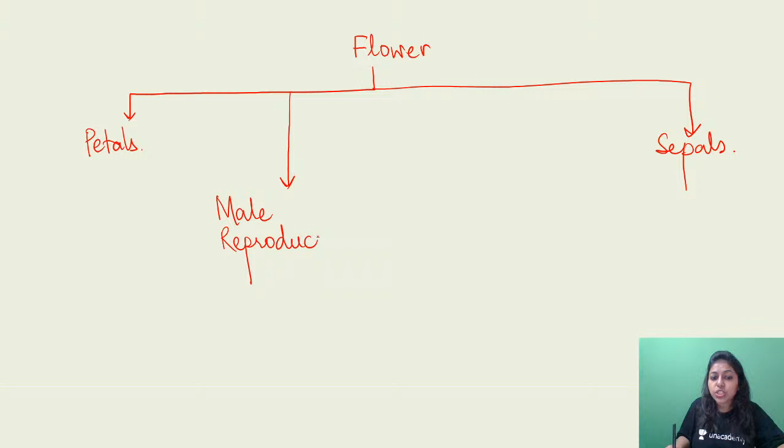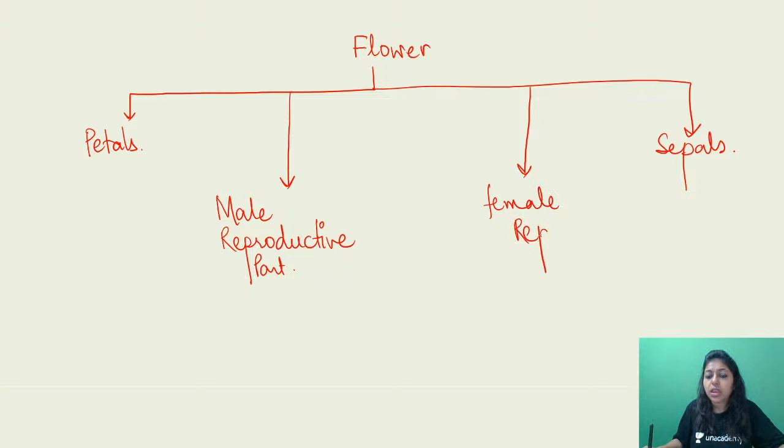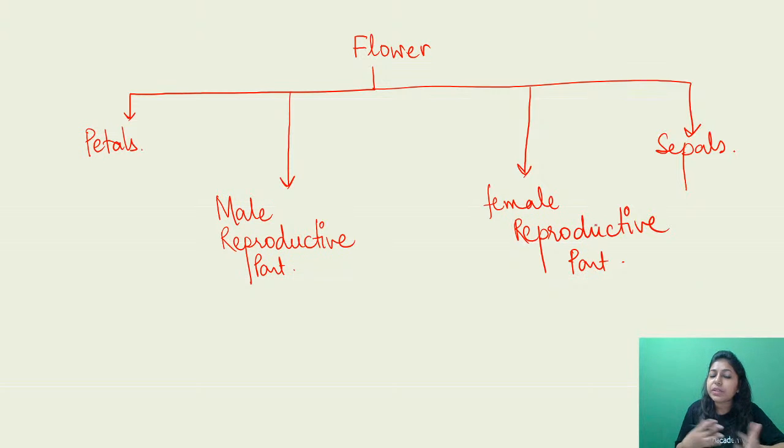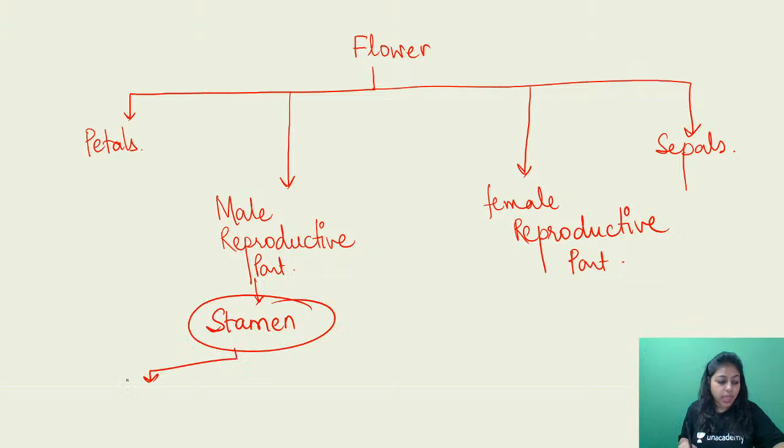Now, these are the parts which help in reproduction. These are the parts which are actually involved in fertilization. So, how to give rise to a new plant? That can happen because of reproduction. For that, we need male and female reproductive parts. There are few flowers where in one flower you have both the reproductive parts, and there are some where you have these reproductive parts in different flowers. If you talk about hibiscus, it has both in one flower. The male reproductive part is called stamen, and it is composed of anther.